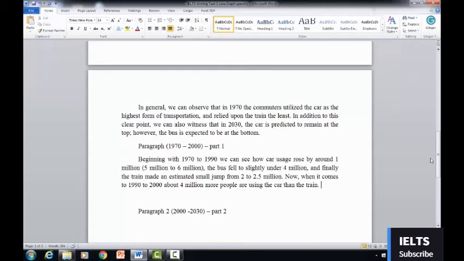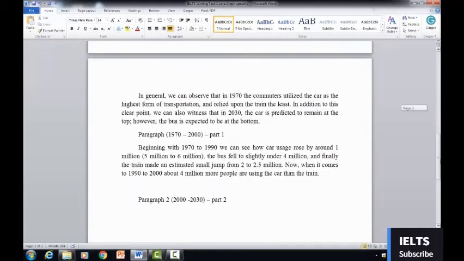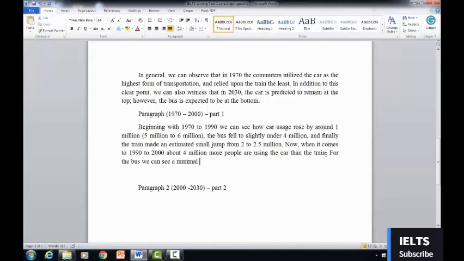Right now, for that next time period of 1990 to 2000, I didn't talk about the bus, but I could have. I mean, it's not doing anything interesting. You know, the bus from 1990 to 2000, we could say, if we wanted to, a minimal decline from 1990 to 2000. Right? And that would be a paragraph for part number 1.